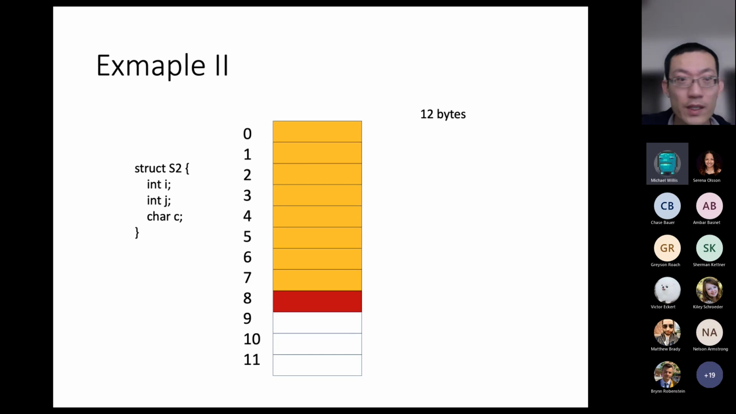Okay. Here's another example. For this one, we have first I and J and then C. Now the question is, does this satisfy the data alignment as well?